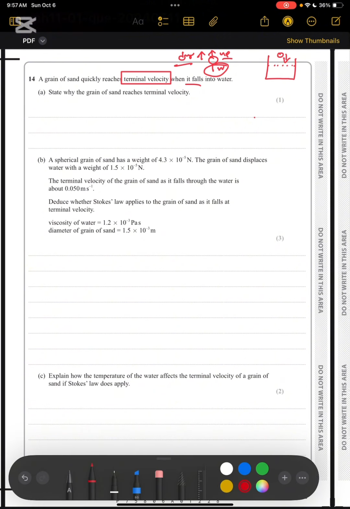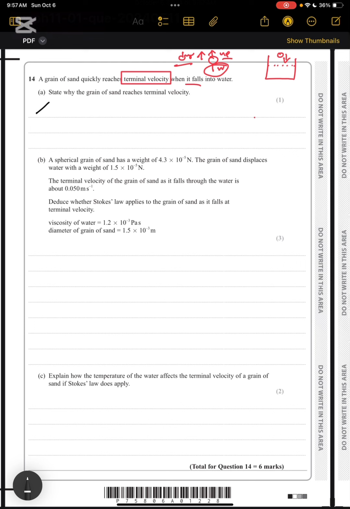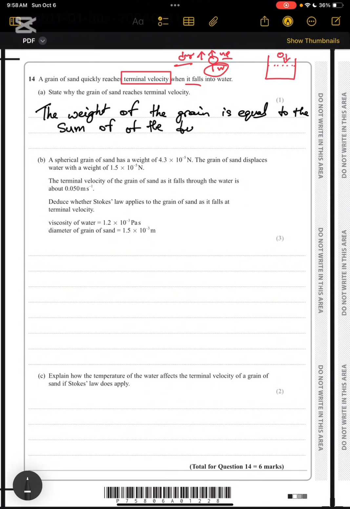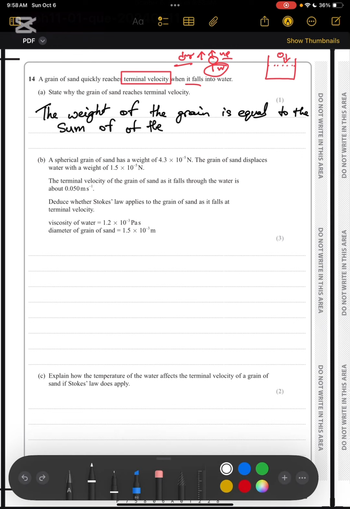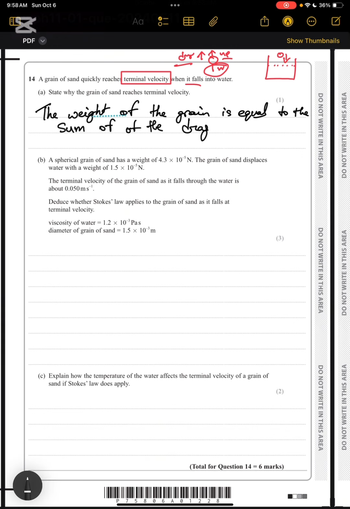So we can say the weight of the grain is equal to the sum of the drag and upthrust acting on it. So we are done with 14A.